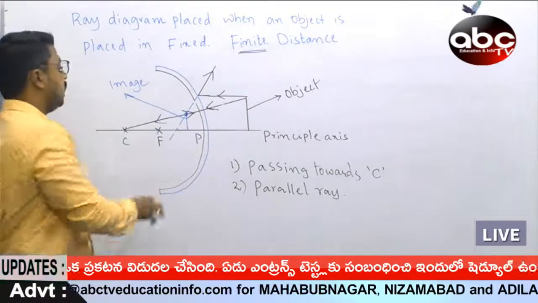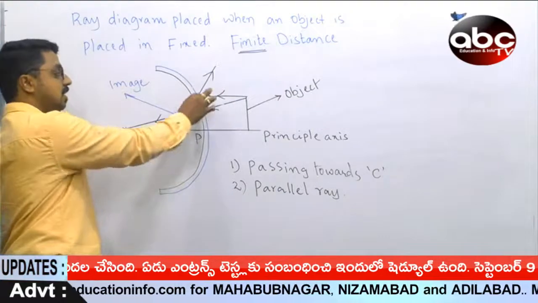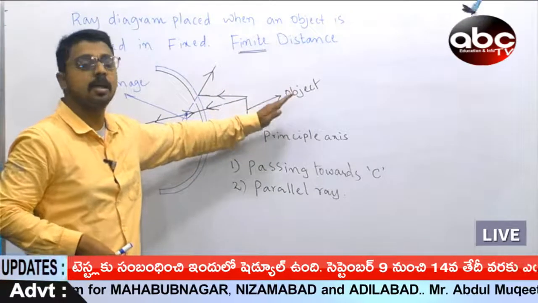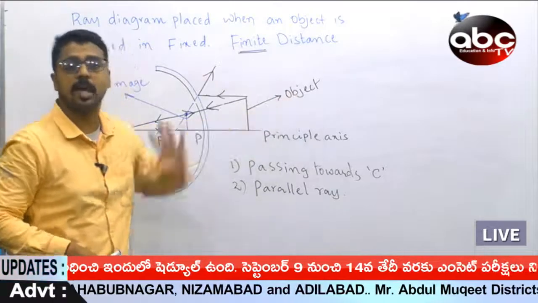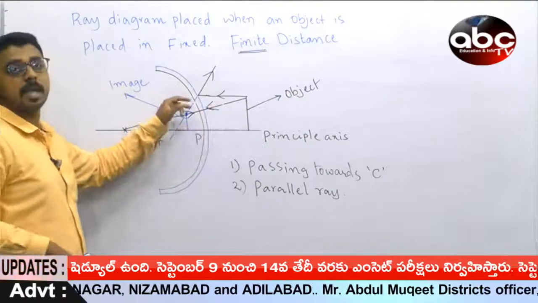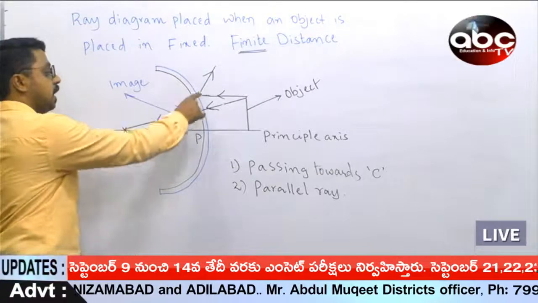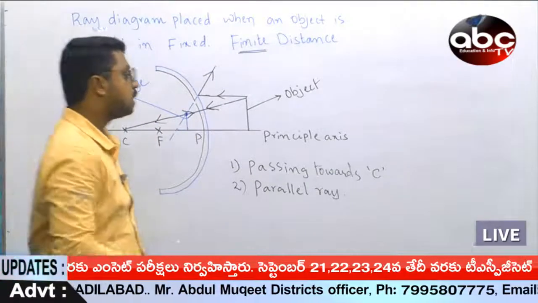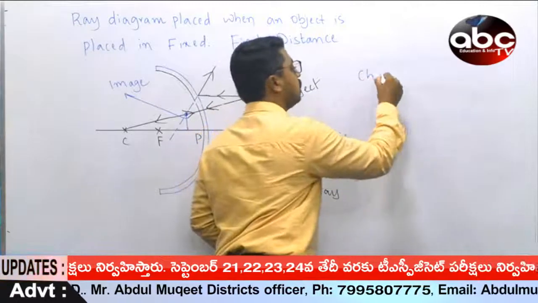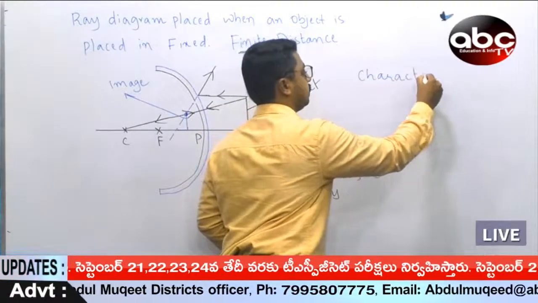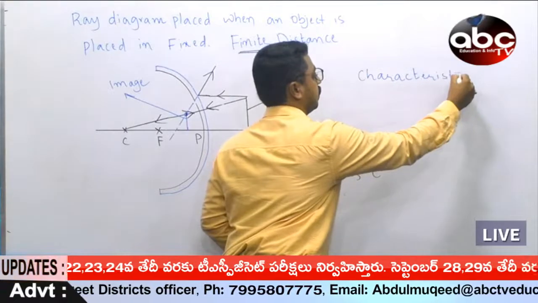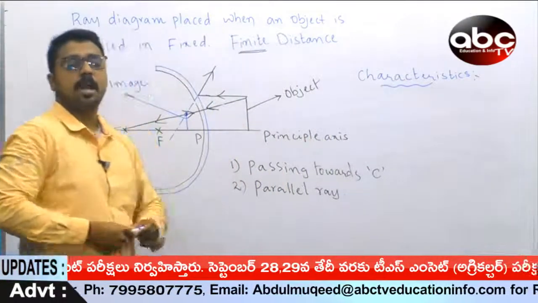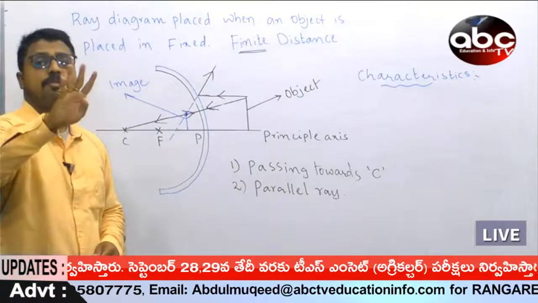Here we extend these rays, as we are not able to find the intersection of the reflected rays on the active side, so we extend them behind the mirror and are able to obtain an image. Therefore, let us try for the characteristics. As usual, we have four characteristics.